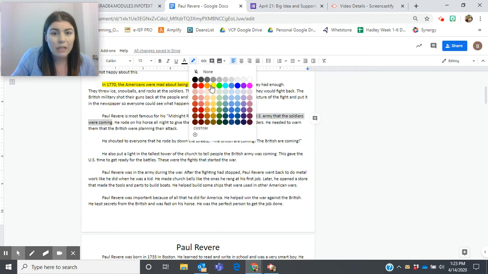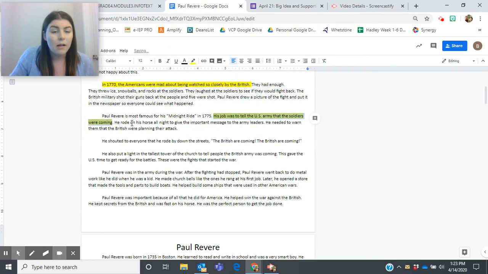It was his job to let people know that the British were coming. The sentence that he was riding his horse all night, he needed to warn them, all supports the idea that he had a job to do, which was transporting or sending a message. Let's look at the next paragraph.